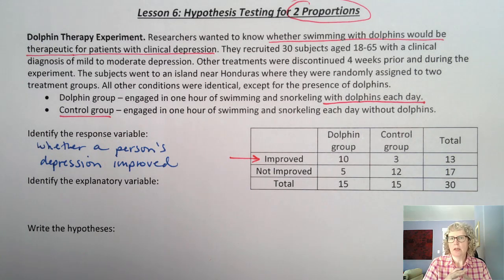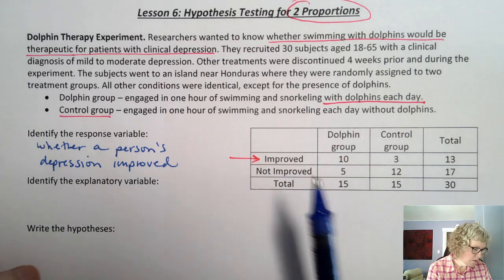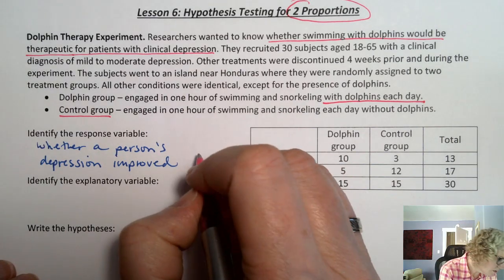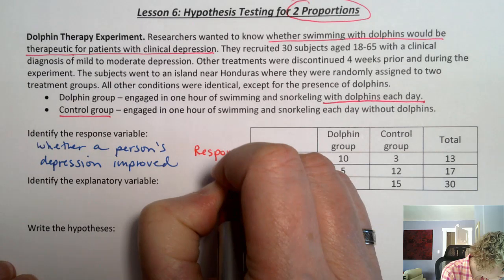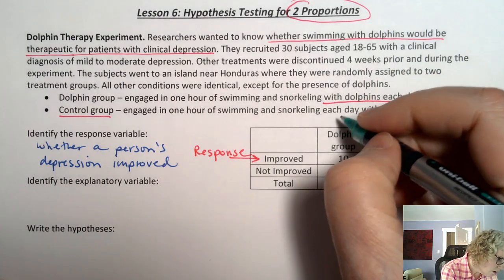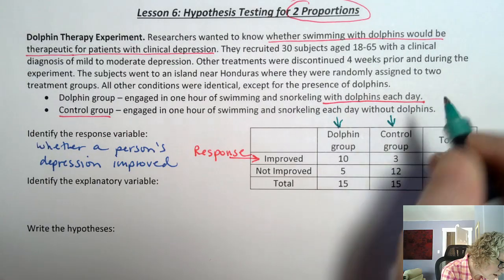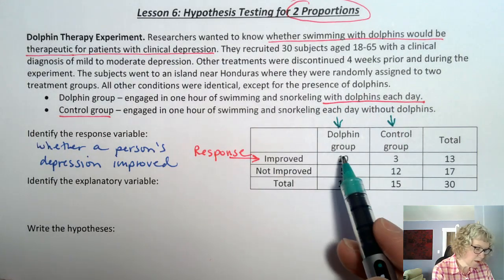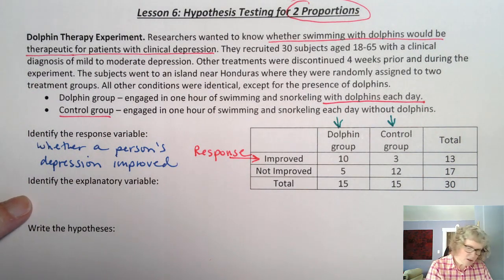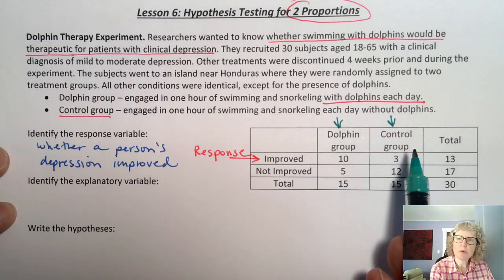Now, of course, there could be not necessarily just a binary, but there could be a range of, 1 to 5 or something like that. But here it looks like there was an improved or not improved, okay? So this is our response or the outcome. We're going to look at the improved row, okay? Now, our 2 groups are, of course, we want to know whether they did participate with the dolphins or were in the control group, right? So those are our groups.